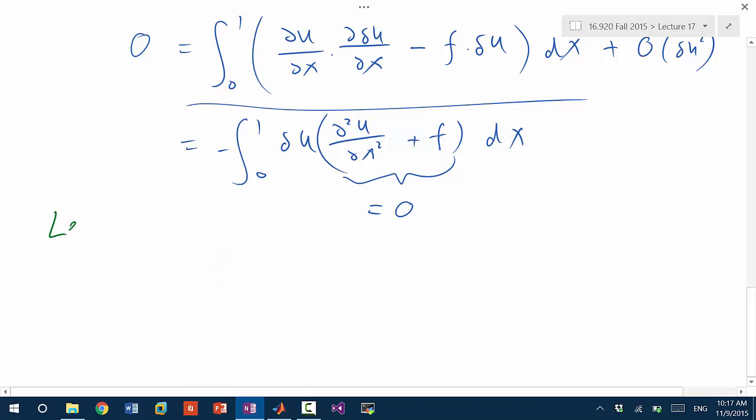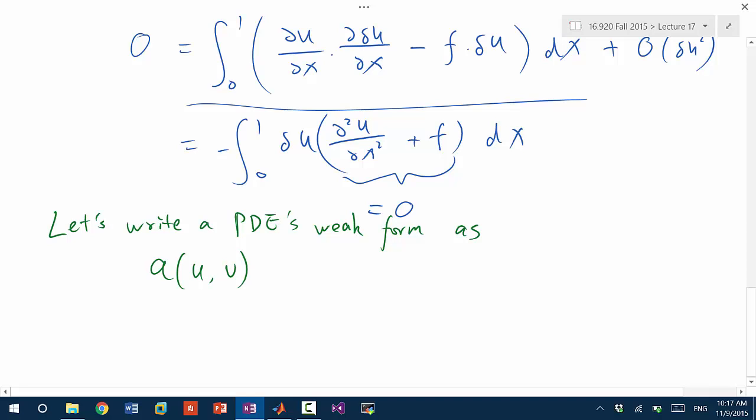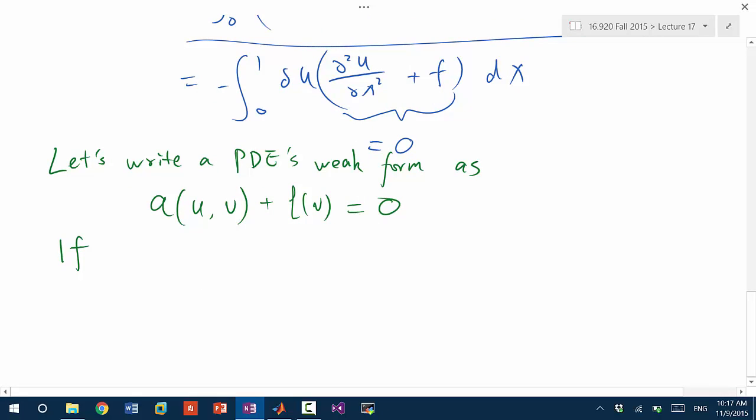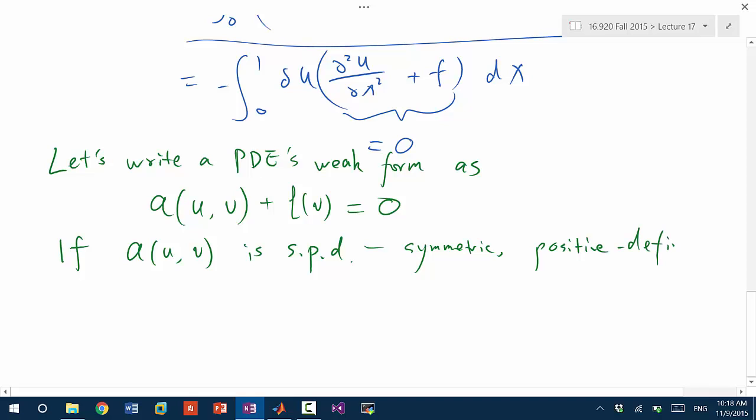Okay. So let's write any PDE in weak form as A(u, v) plus a linear functional of v equal to 0, where A is the bilinear form. And the energy norm exists if A(u, v) is symmetric positive definite. So that's SPD, symmetric positive definite. You may see a lot of SPDs out there.